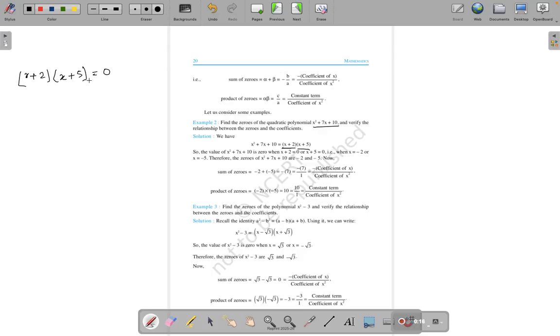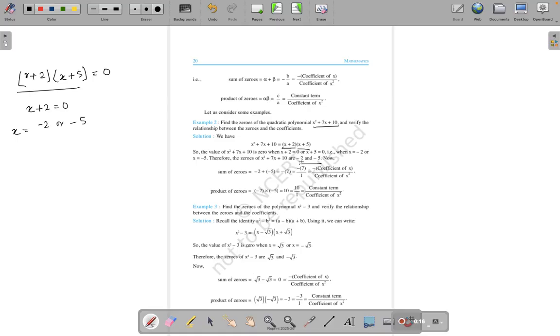Root means the value of x for which this is equal to 0, right? When is the product of two numbers equal to 0? When either of them is 0. So x is -2 or -5. This is known as the root, right? So you'll get the roots.